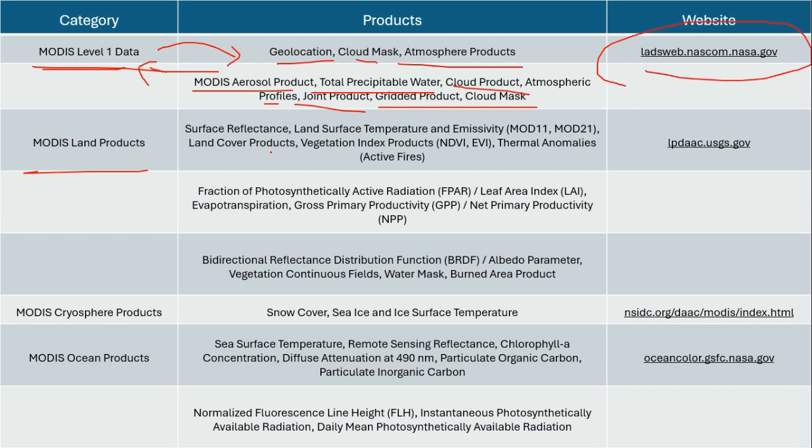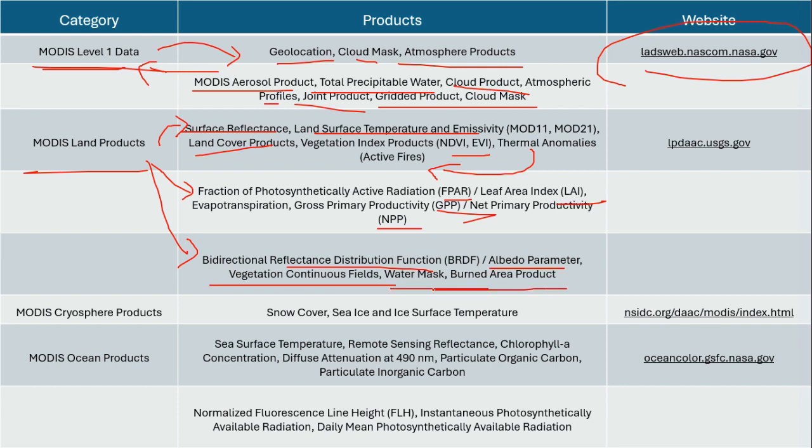Then there are some MODIS land products. Within the land products you will get surface reflectance, LST and emissivity data, land cover product, NDVI, EVI data and active fires data. Then you also have FPAR data, LAI data, GPP and NPP data sets under the MODIS land product. Then we also have the bidirectional reflectance distribution function, albedo parameter, vegetation continuous fields, water mask and burned area product. So you can get all these land products from the LP DAAC website.